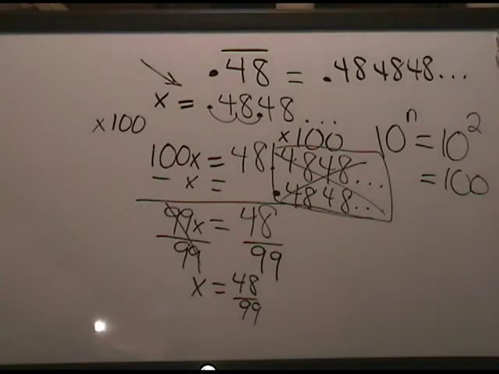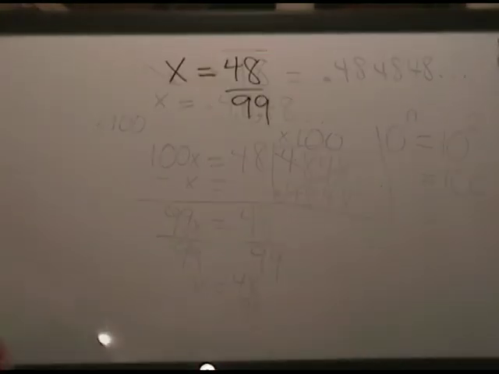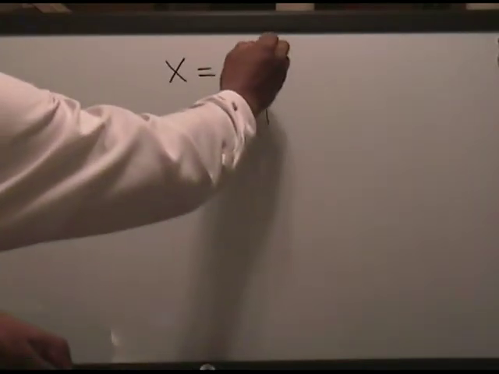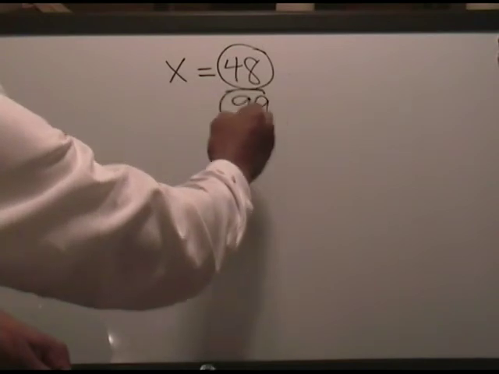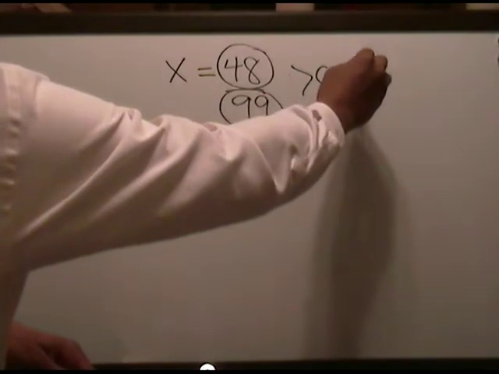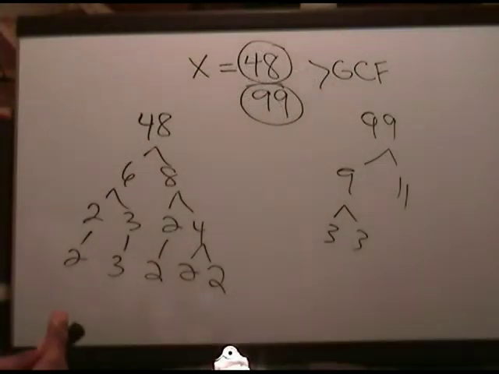Now, we're not done yet. The reason we're not done yet is because if you look at 48 over 99, that fraction can be simplified. This fraction, as I said, needs to be simplified. So in order to simplify this fraction, we need to find the GCF of the numerator and the denominator. In order to find the greatest common factor of 48 and 99, we need to make a prime factorization tree of both the numerator and denominator.